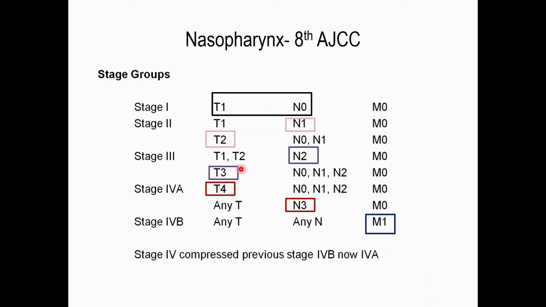T3 or N2 is stage 3 disease. T4 or N3 becomes stage 4A. Any distant metastasis becomes stage 4B, and there is no stage 4C in carcinoma nasopharynx.